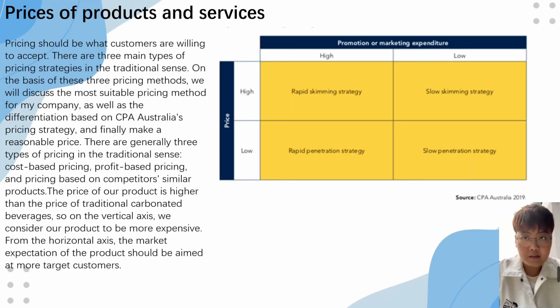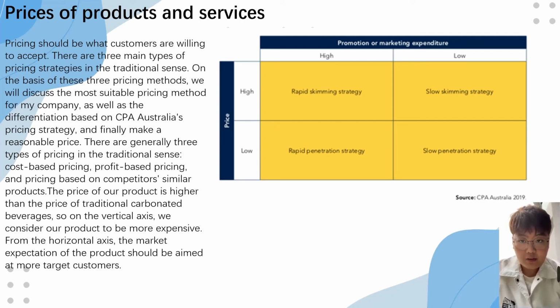The next part is prices of products and services. Pricing should be what customers are willing to accept. There are three main types of pricing strategies in traditional theory. On the basis of these three pricing methods, we will discuss the most suitable pricing method for my company, as well as the differentiation pricing strategy, and finally make a reasonable price.